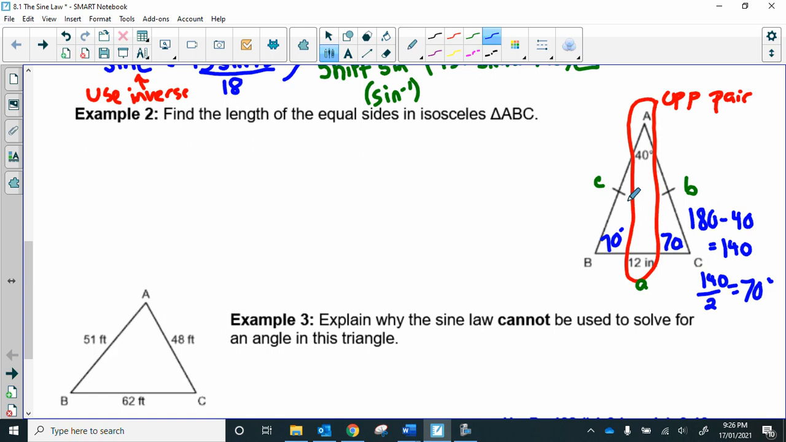Okay, so I have my side angle pair. Now I know that the angle across from my unknown is 70. I'm going to write out my formula here. So don't forget we can either find C or B. So let's find B.